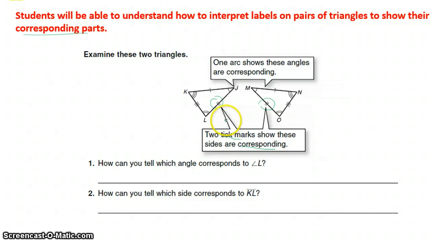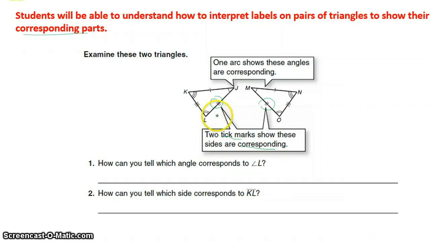Now let's take a look at our angles. Let's take a look at angle J. You see that angle J has our tick marking here, our arc, and it matches up with angle M over here with one arc as well. But then if we come down here to angle L, we see that it has two arcs.